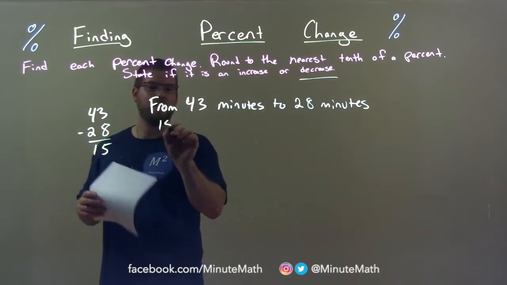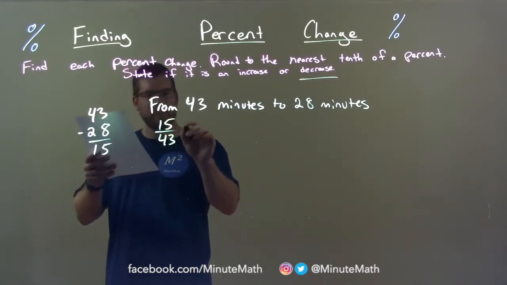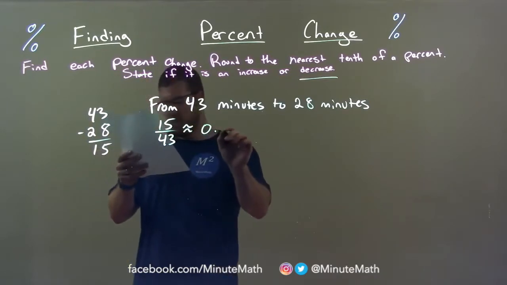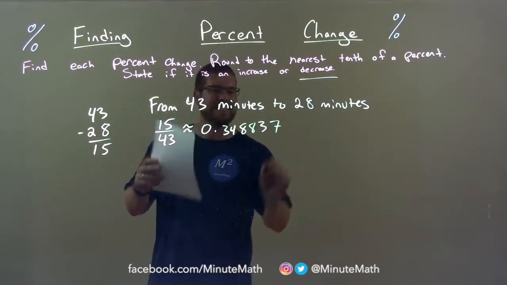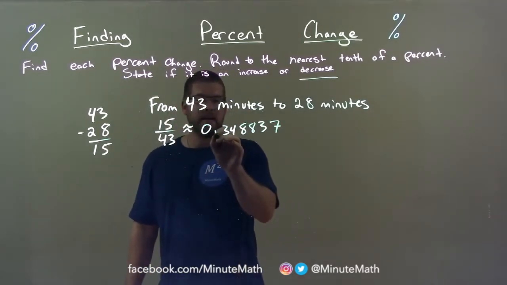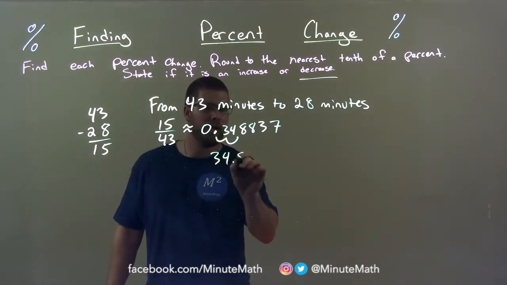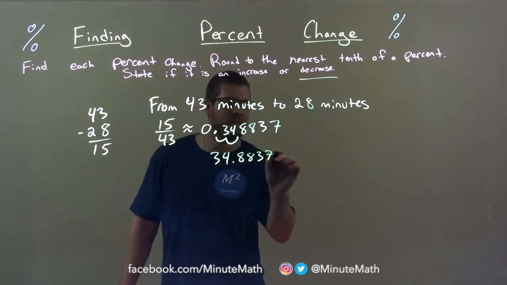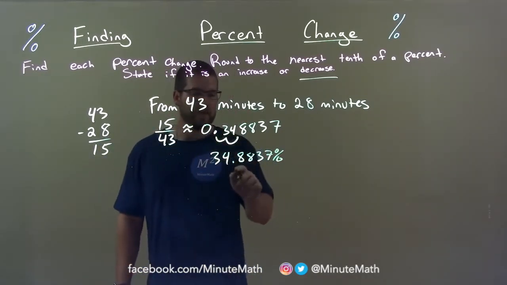Okay? Take that 15, divide it by the first number, 43, and that gives us an approximate answer, 0.348837. Now, we got to write that as a percent. Decimal point, 2 spots to the right, gives us the percent, 34.8837%. Okay?